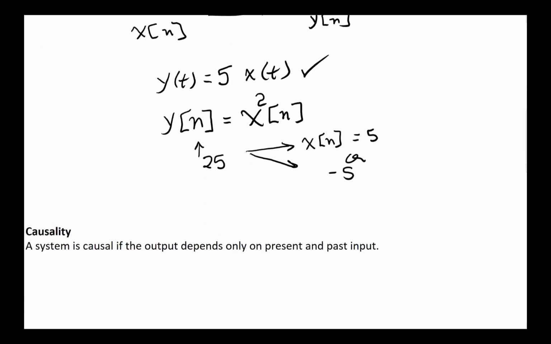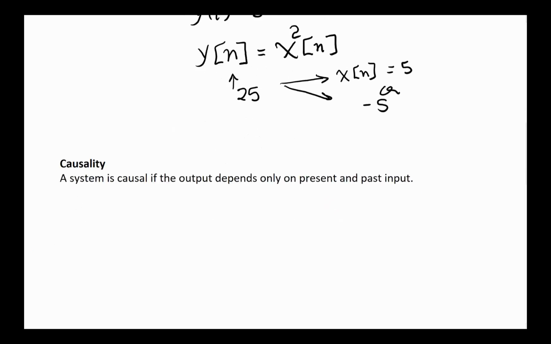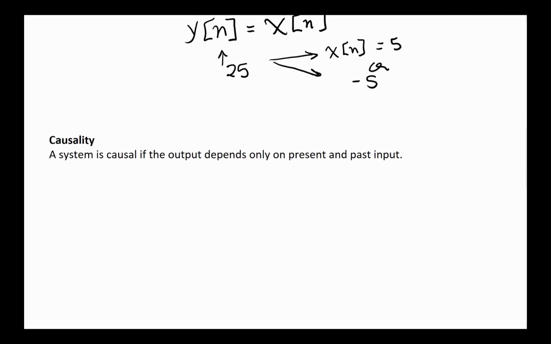So what is causality? Causality is a little bit of an interesting animal. Let's look at this property and read about it. A system is causal if the output depends only on present input and past input. So if you want to have a causal system, you cannot have an output depend on a future input. Most of the natural systems are causal, where they depend on the present and past input to determine what the output of the system is.